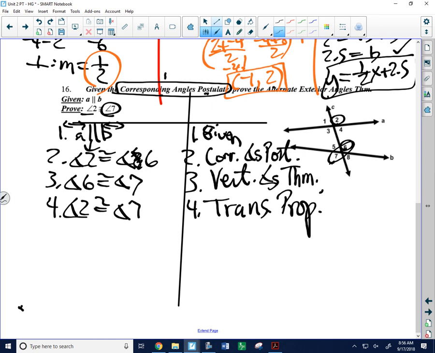Yeah. Last one answers the same thing. Okay, yeah, you could have done 3 and 7 are corresponding, 2 and 3 are vertical, and then 2 and 7 transitive. So that's just if you would have picked 3 and 7 instead of 2 and 6. Nice.